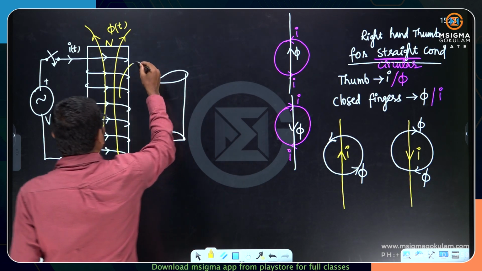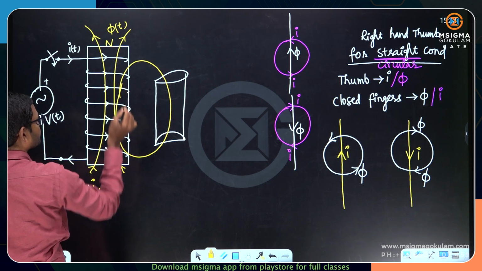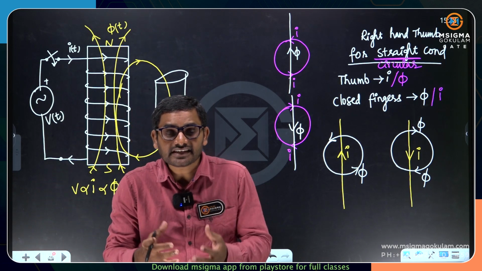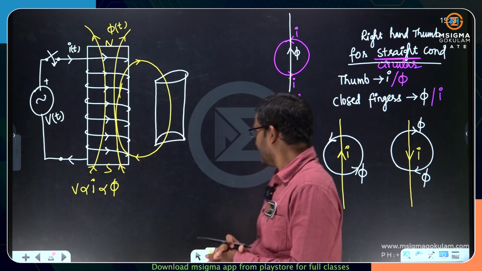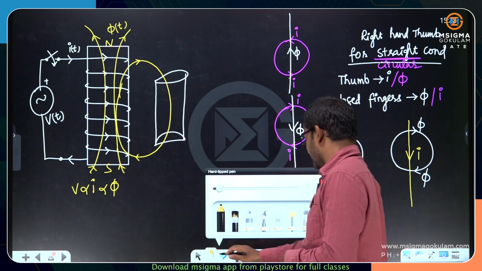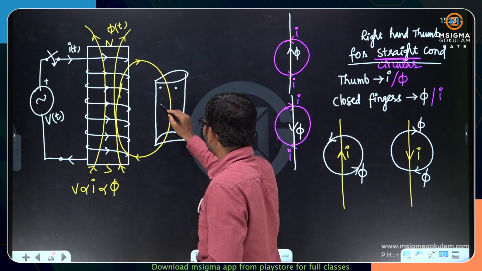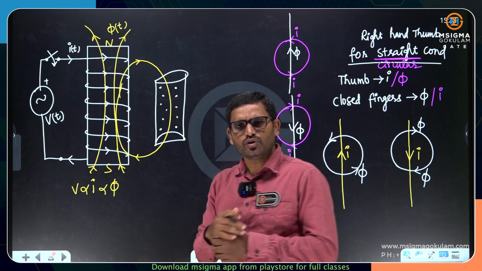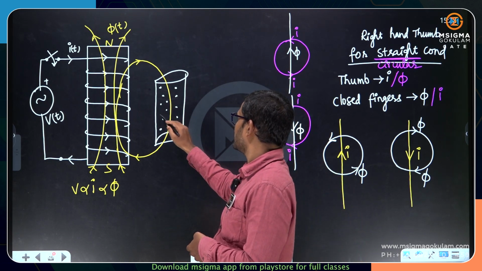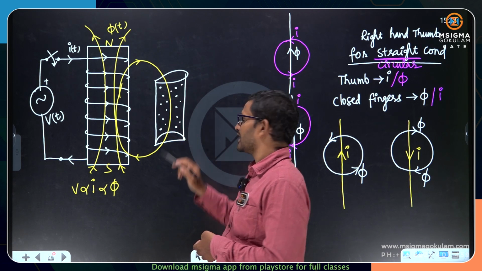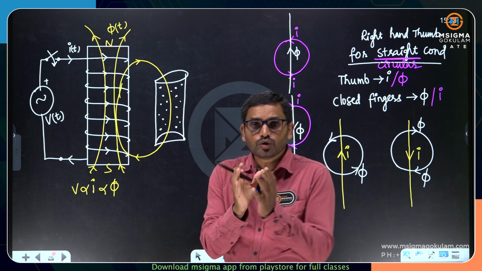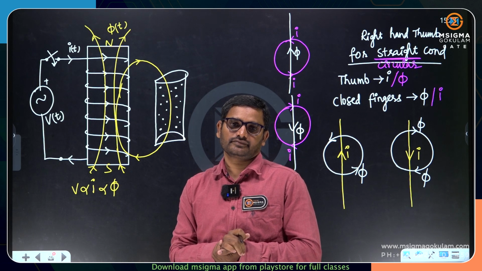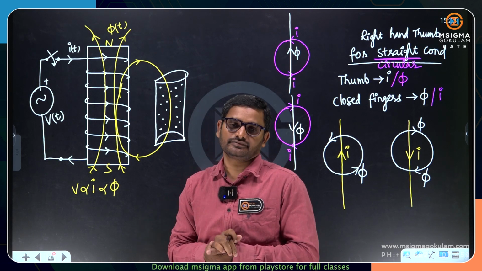Obviously, there will be a chance of linkage of flux lines with the conductor. What is there inside the conductor? We have free electrons inside the conductor. So many free electrons are there, existing randomly. At room temperature, 10 to the power of 23 to 10 to the power of 28 free electrons will be there. They are detached from the atomic structure.